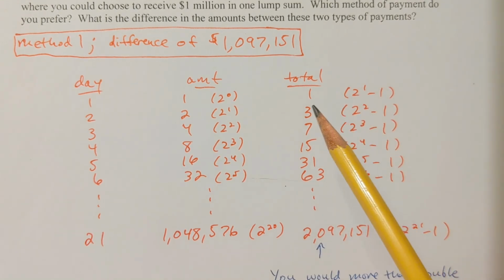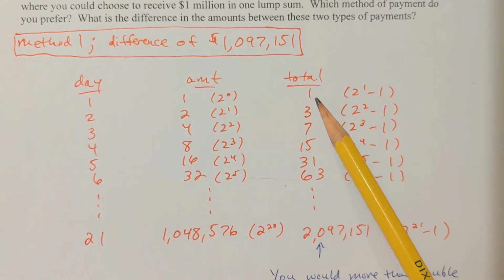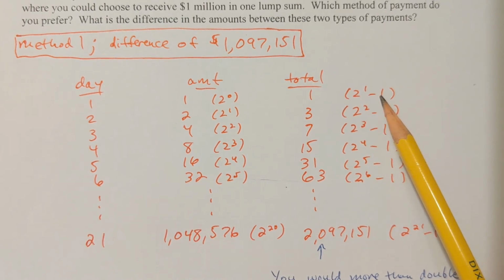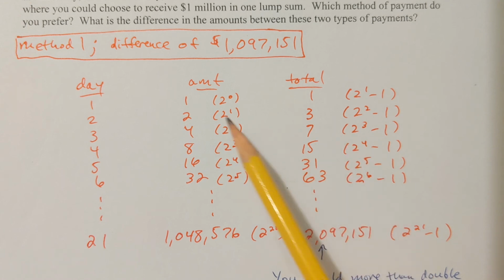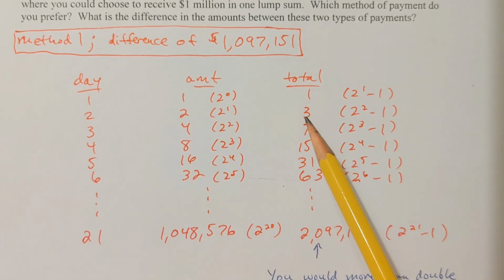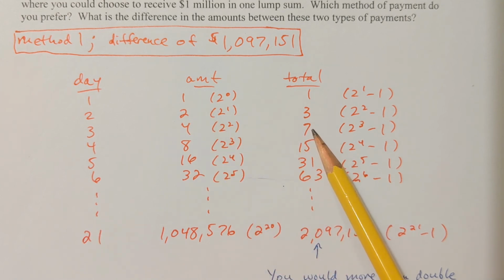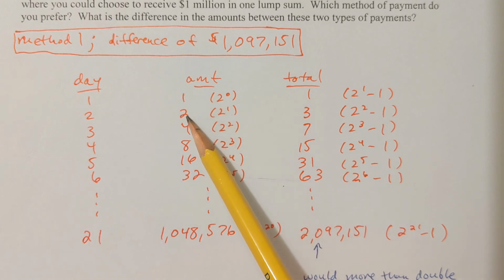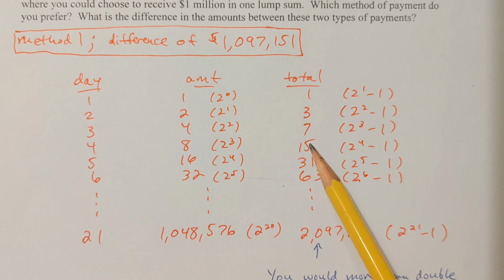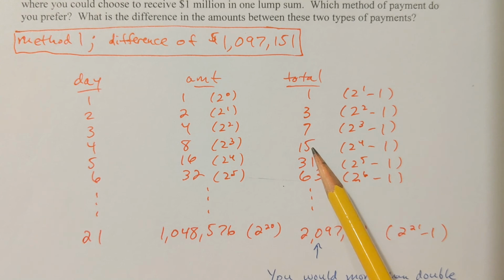Over here on this column, I've got the total that I would be making at this job. Okay, so the total from day 1 is where I take 2 to the first minus 1, or 2 minus 1 gives me 1. Okay, the total on day 2 would be 3. So if I take 1 plus 2, I get 3. The total on day 3 is 7. So if I take 1 plus 2 plus 4, I get 7. The total on day 5 is 15. So if I take 1 plus 2 plus 4, that's 7 plus 8 gives me 15.